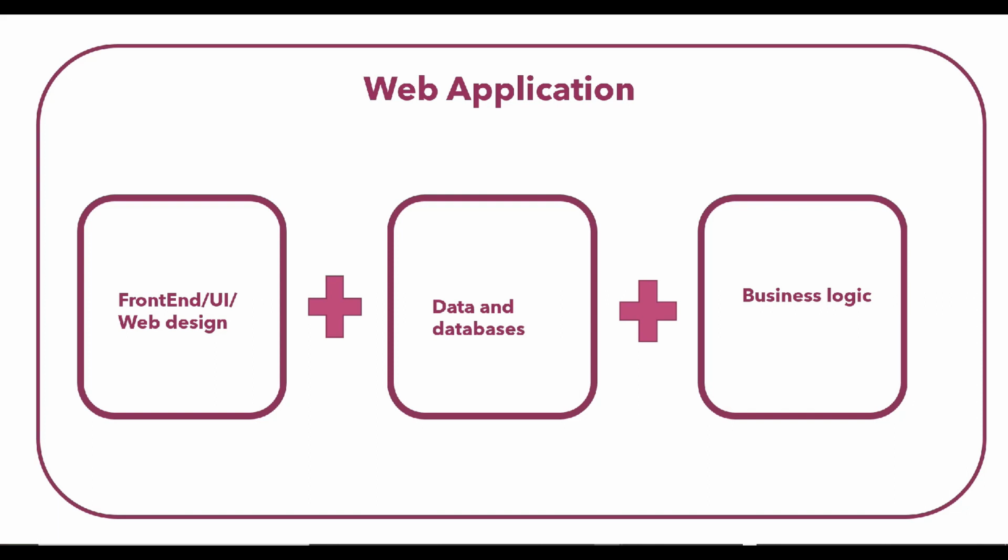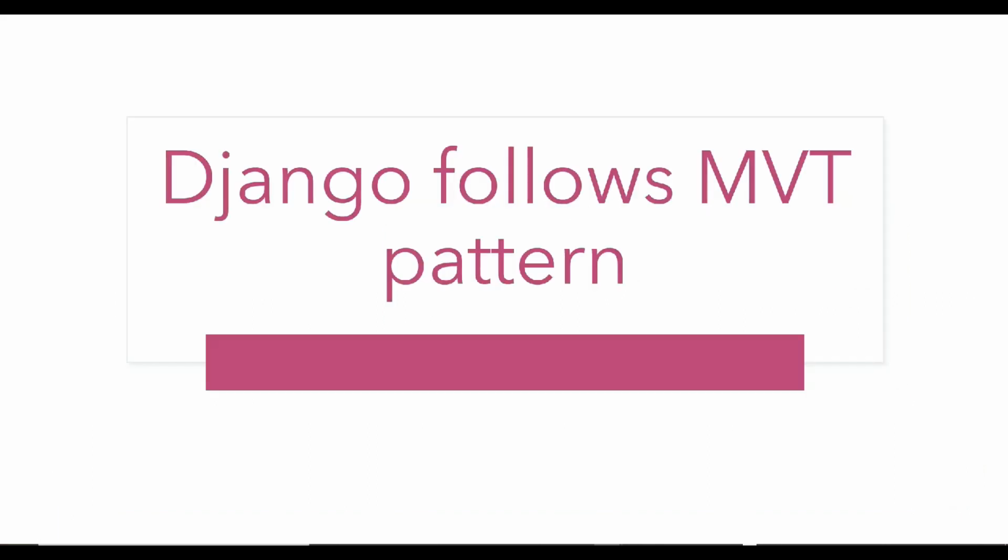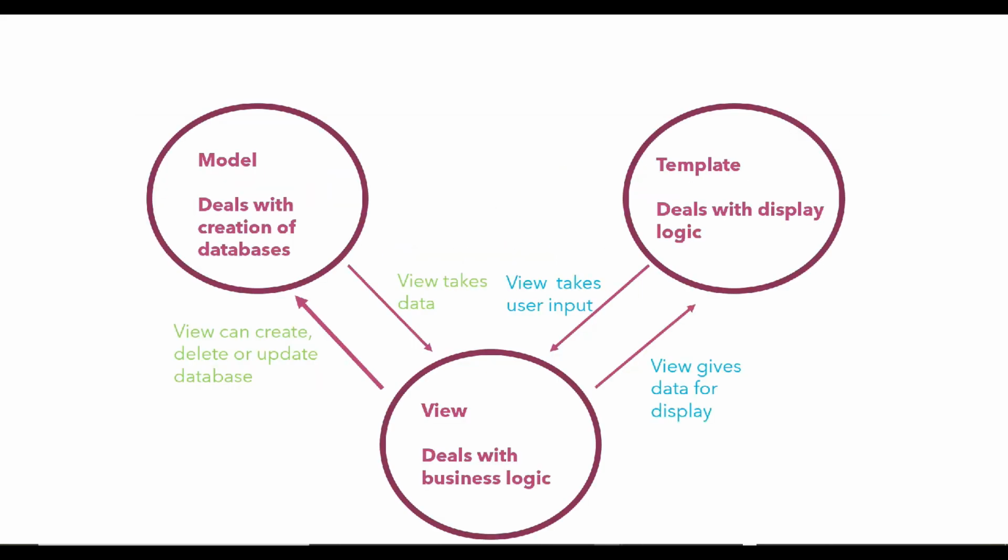is what we are addressing using a design pattern, which is MVT. So Django follows the MVT design pattern where M stands for model, V stands for view, and T stands for template. Try to relate this diagram with the web application components that I showed you.